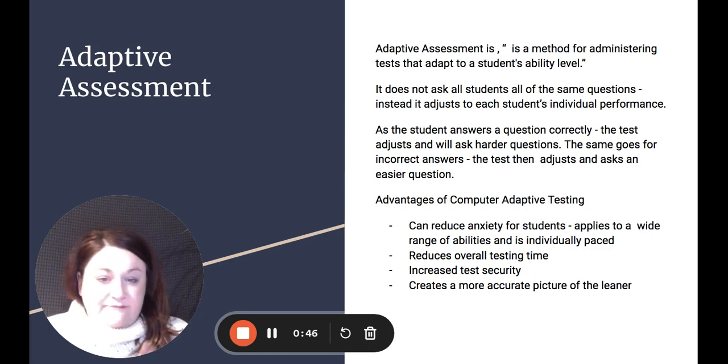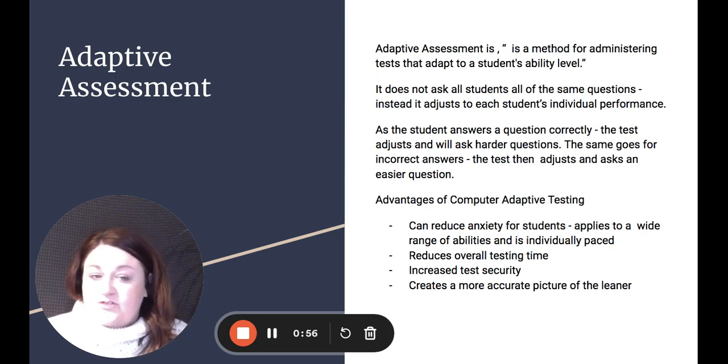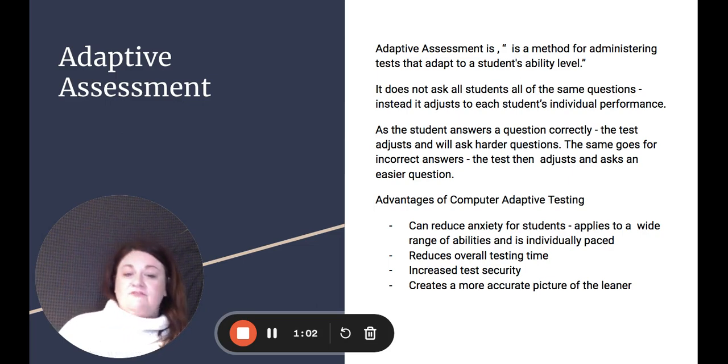This is a method for administering tests that adapts to the student's ability level in real time. So it's not going to ask all students all the same questions. Instead, the test is going to adjust to the student's individual performance and responses. For example, if a student answers a question correctly, the test will adjust and ask harder questions. The same goes for incorrect answers. The test will adjust and ask an easier question.